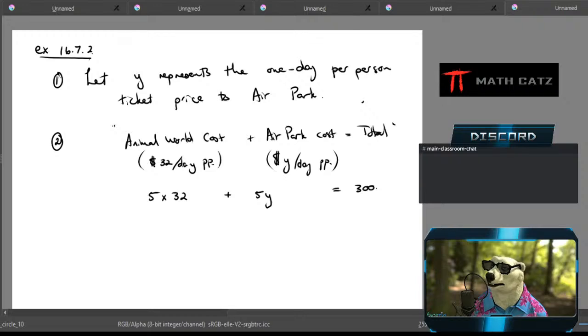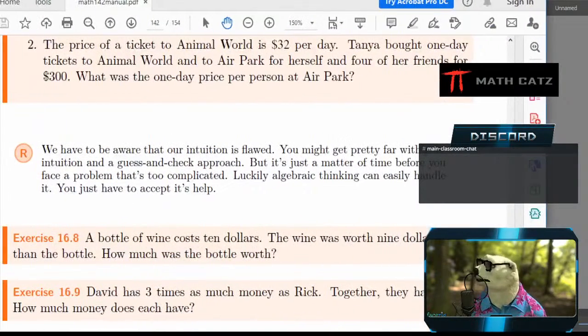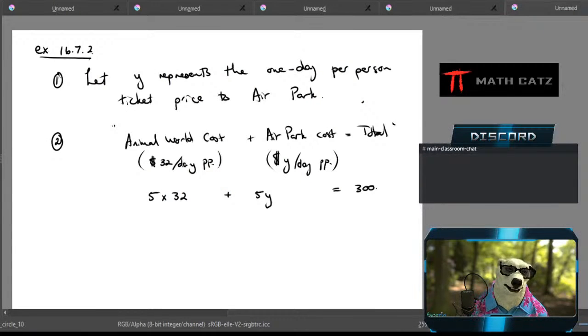I can then go, because this is so important, I can go and scan. Did I understand this right? Okay, she bought one-day tickets to Animal World and Air Park for herself, four of her friends, so that's 5 people, $300. Okay, I think we're good. Double check, because everything you're doing now is going to rely on this equation. My equation's done. I move on with my life.